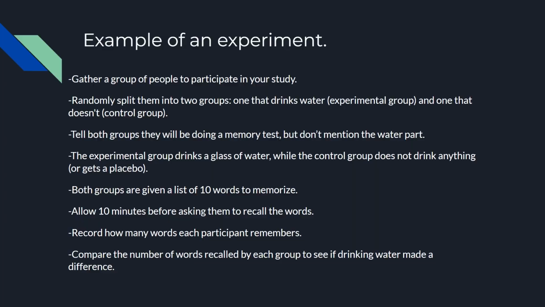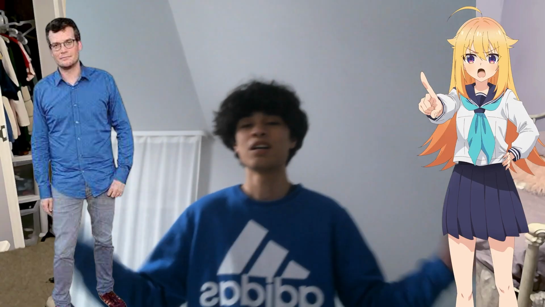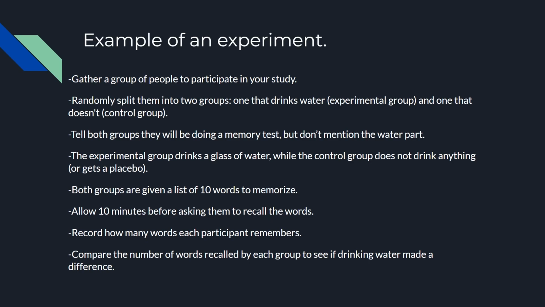This example experiment is meant to test if drinking water is associated with better memory. For step 1 in the experiment, we must first gather a group of people to participate in our study. Very easy, just go to the store. We must next randomly split them into 2 groups, one that drinks water, which is the experimental group, and one that doesn't drink water, which is the control group.